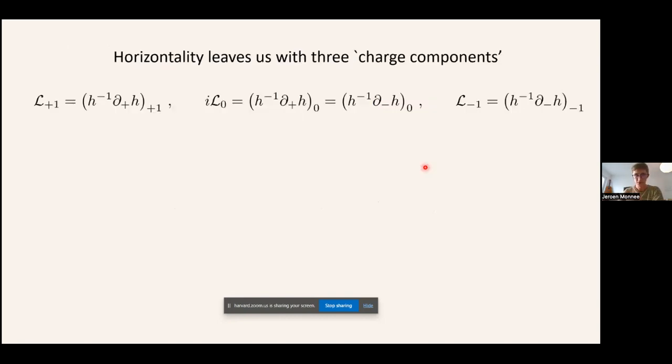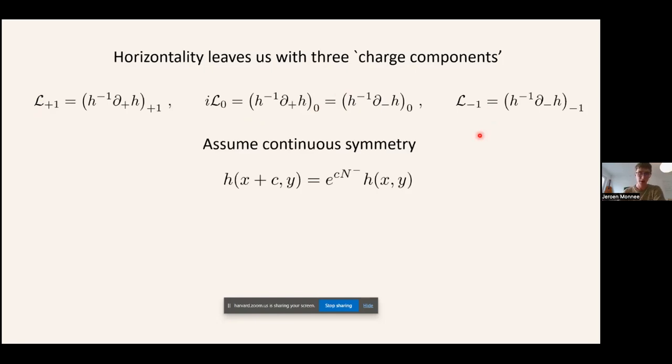So this horizontality condition essentially leaves us with 3 different charge components. So there's the plus piece, there's the minus piece, and then in principle, there are 2 zero pieces for the plus derivative and the minus derivative. But you can set these equal by a gauge transformation, precisely this gauge symmetry that I mentioned earlier. So at this point, we have now gauge fixed this symmetry. And I would denote these components by L+, L0, and L-.